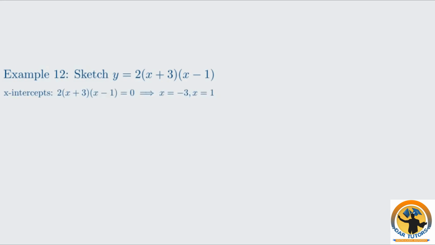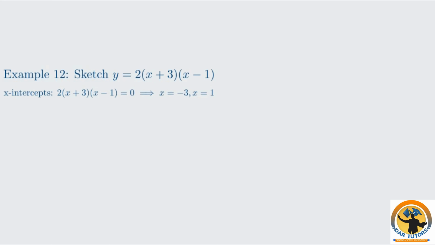Let's practice sketching a parabola using its intercepts. Sketch the graph of y equals 2 times the quantity x plus 3 times the quantity x minus 1. This function is in factored form, which makes finding the x-intercepts very easy. The x-intercepts occur when y equals 0. Setting y to 0, we get 2 times the quantity x plus 3 times the quantity x minus 1 equals 0. Using the null factor law, the x-intercepts are at x equals negative 3 and x equals 1.